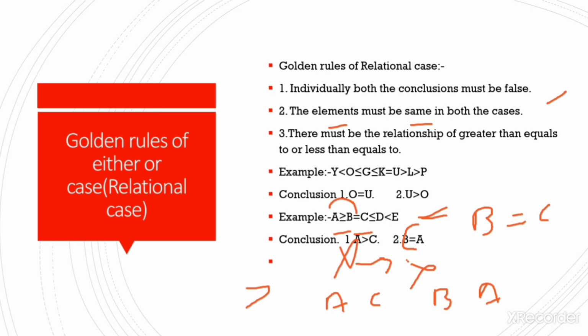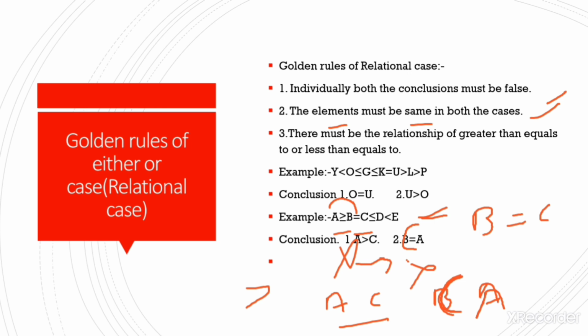क्या हम इसको भी C लिख सकते हैं? If we write C is equal to A, then elements go the same. Fine. So here is also C and A, and here is A and C. The elements were same. So in this way, the second rule of these golden rules also goes correct.